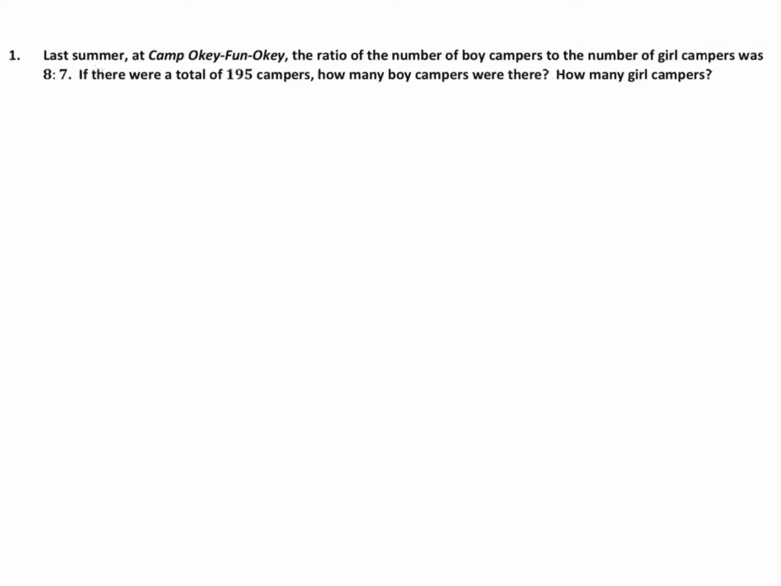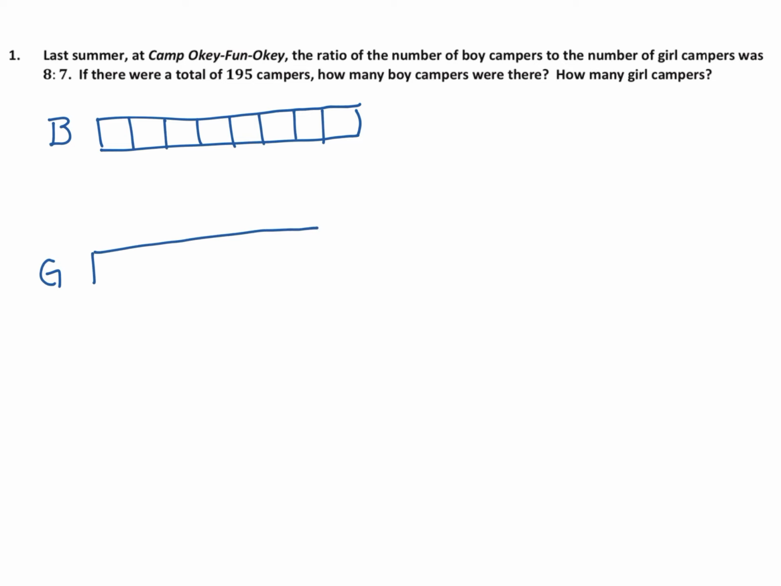Last summer at Camp Okefenokee, the ratio of the number of boy campers to girl campers was 8 to 7. If there were a total of 195 campers, meaning boy and girl campers, how many of each type of camper were there?